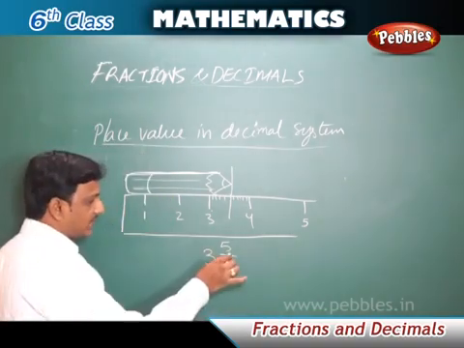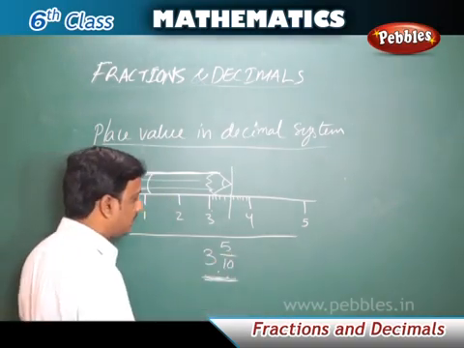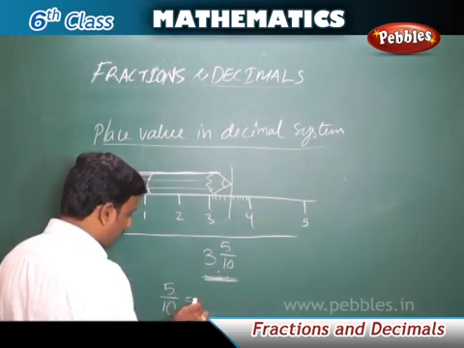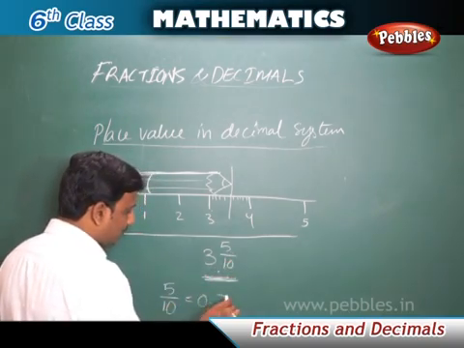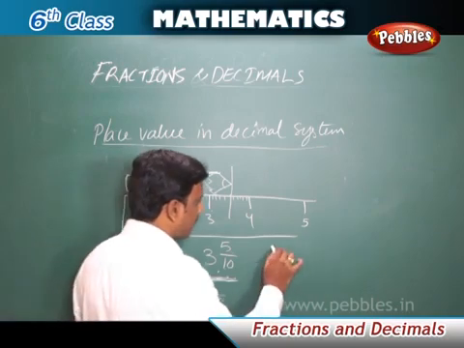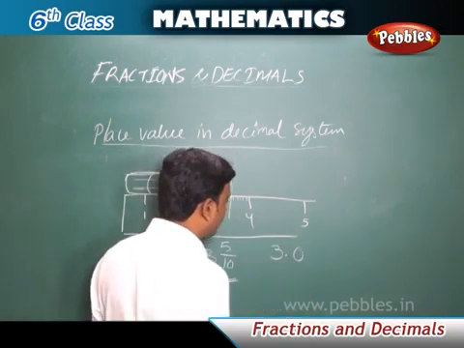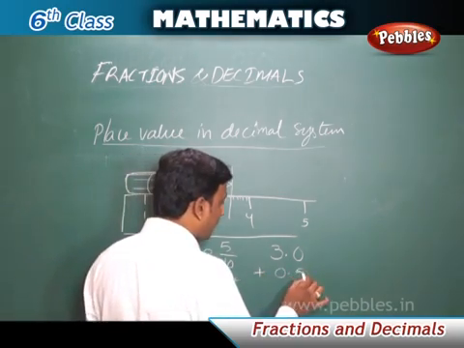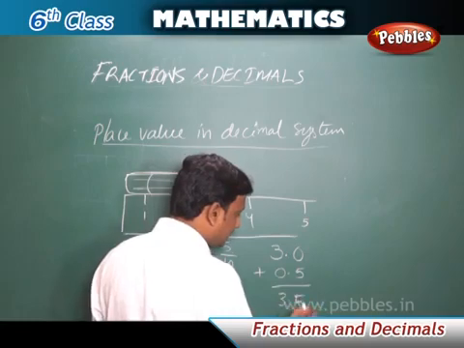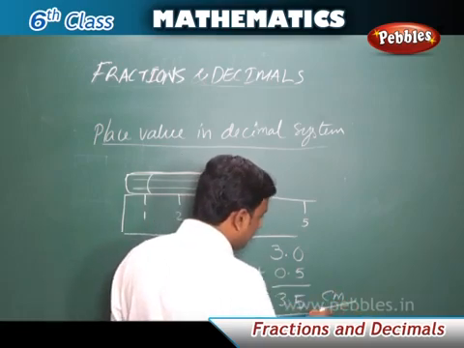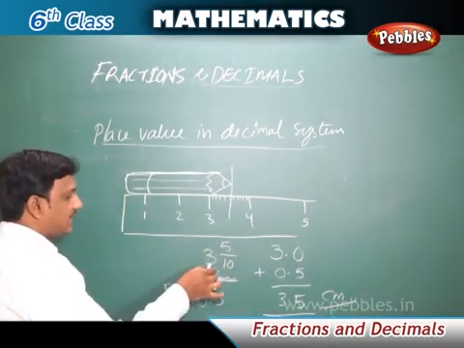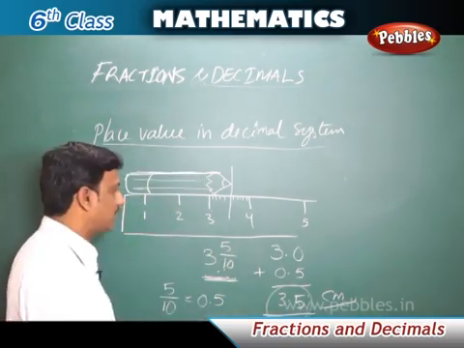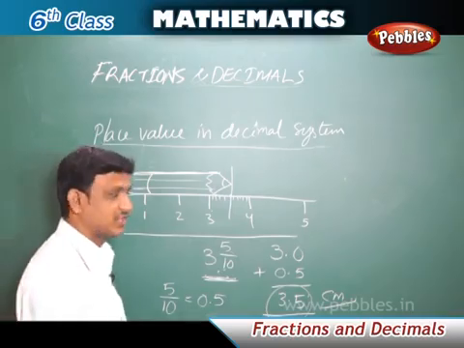Now we can write this fraction in the form of a decimal. Let us see. 5 by 10 is equal to 0.5. So now 3, you can write 3.0 plus 0.5. That means 3.5 centimeters. Instead of writing 3 5 by 10, we can write 3.5 centimeters. In this way, we can express the fraction in decimals.